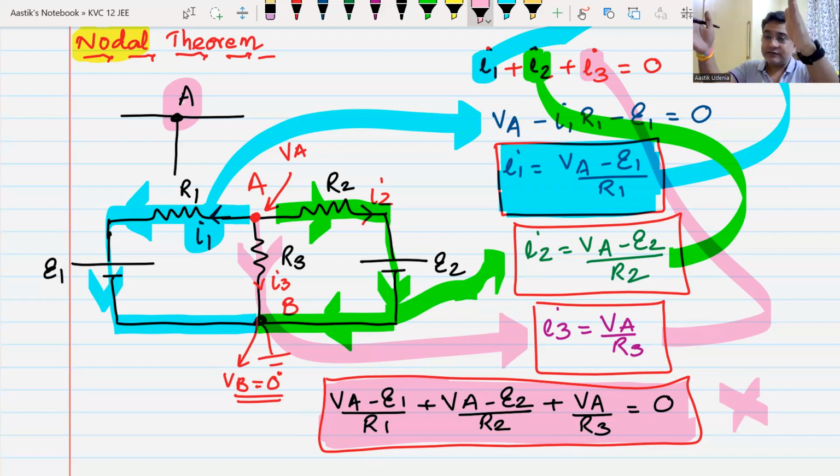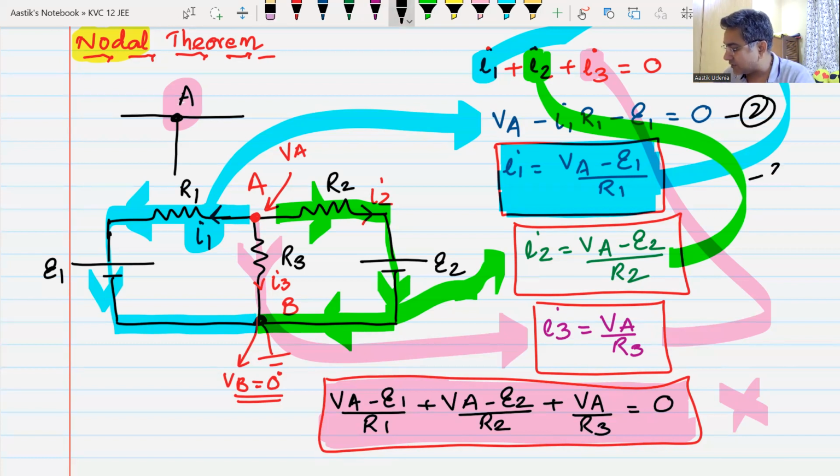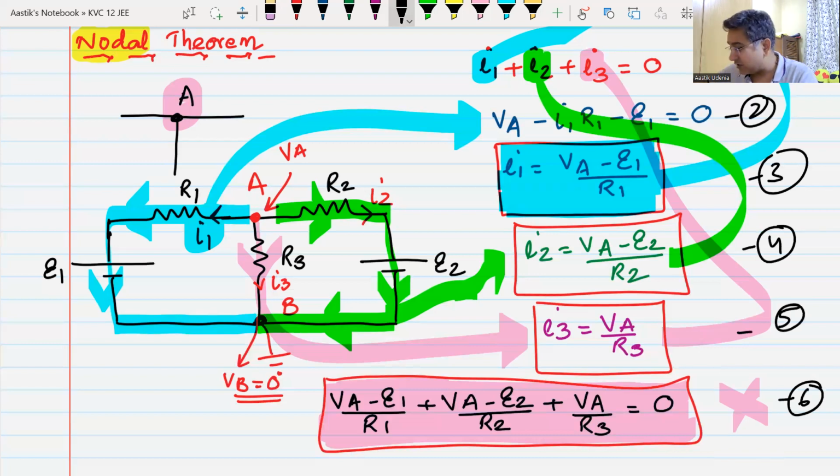Looking at the diagram, taking a deep breath, I don't have to do all of this. I don't have to do any of these steps. Whatever I've done, how many steps have I done? I've done step number 1, step number 2, step number 3, step number 4, step number 5, step number 6. I don't have to do the 6 steps also. Looking at the diagram, I can straight away tell you the value of VA.